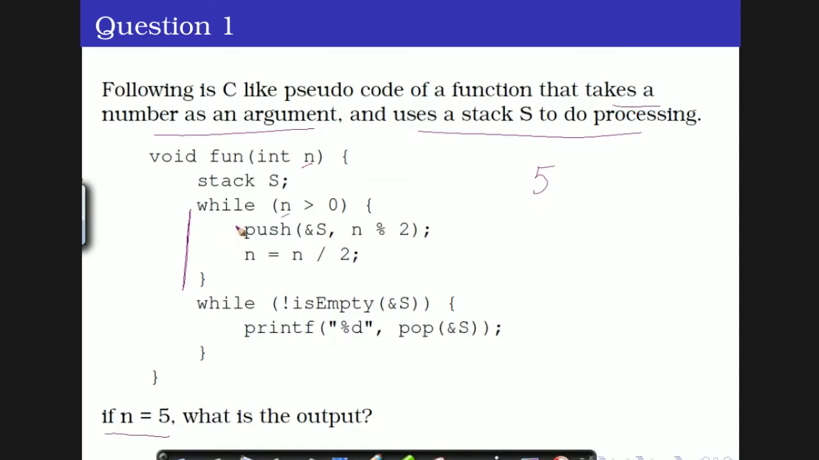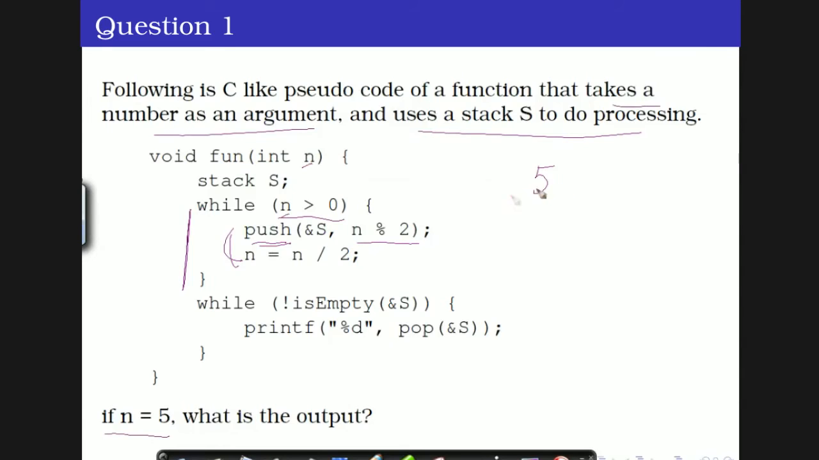So these operations or these statements will be repeated how many times? Until the loop ends, or until the loop condition becomes false. So 5 is greater than 0, it is true. So what is it trying to do? It is trying to perform a push operation by pushing what value? N divided by 2, and the remainder is being stored in the stack.